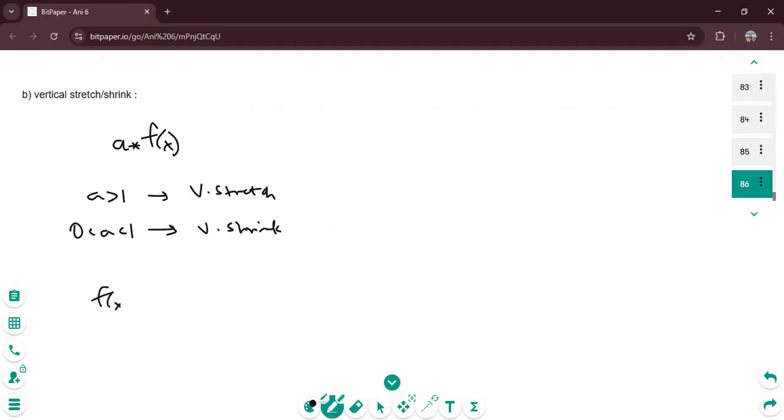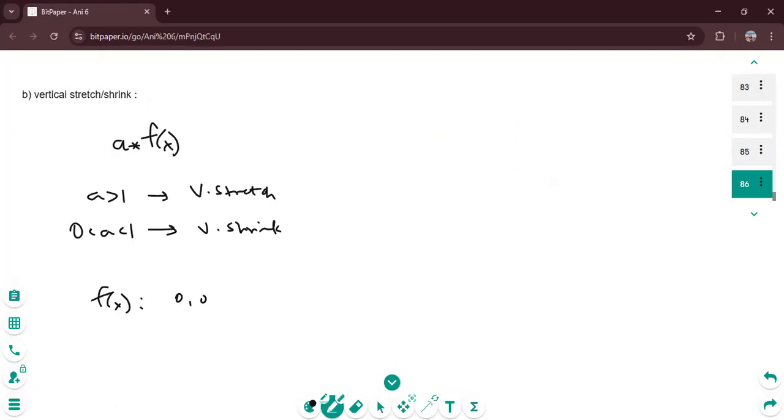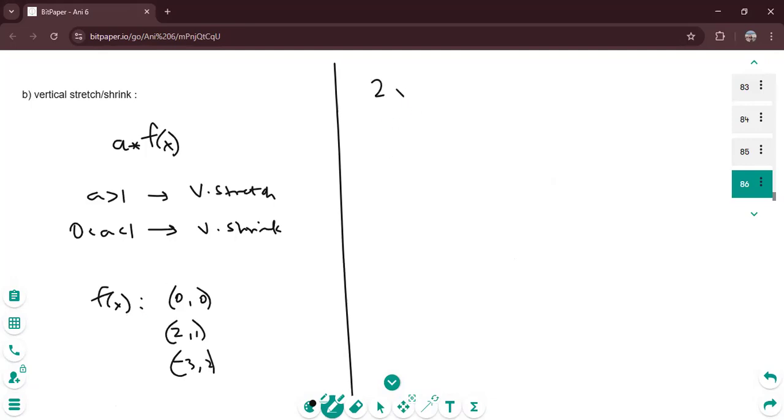So let's say that f of x had some points. Let's take the same points that we have here: 0, comma 0, then 2, comma 1, and negative 3, comma 2. If you want to, let's say, vertically stretch this by a factor of 2, then that simply is written as 2 times f of x. Because you're vertically stretching it, the y coordinates change. In this case, the y coordinates get multiplied by the number 2. So 0, comma 0, when you multiply the y coordinate by 2, remains 0, comma 0. If you take 2, comma 1 and multiply the y coordinate by 2, it becomes the point 2, comma 2. And negative 3, comma 2 will become negative 3, comma 4.